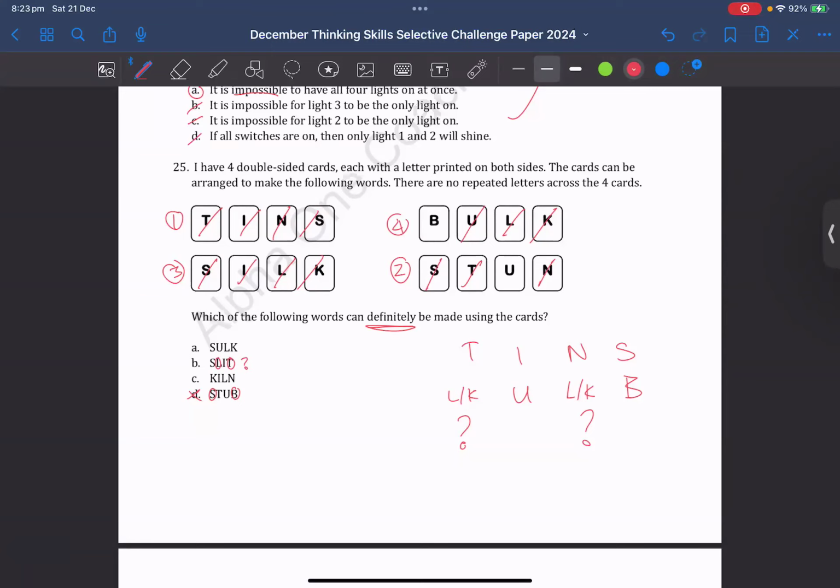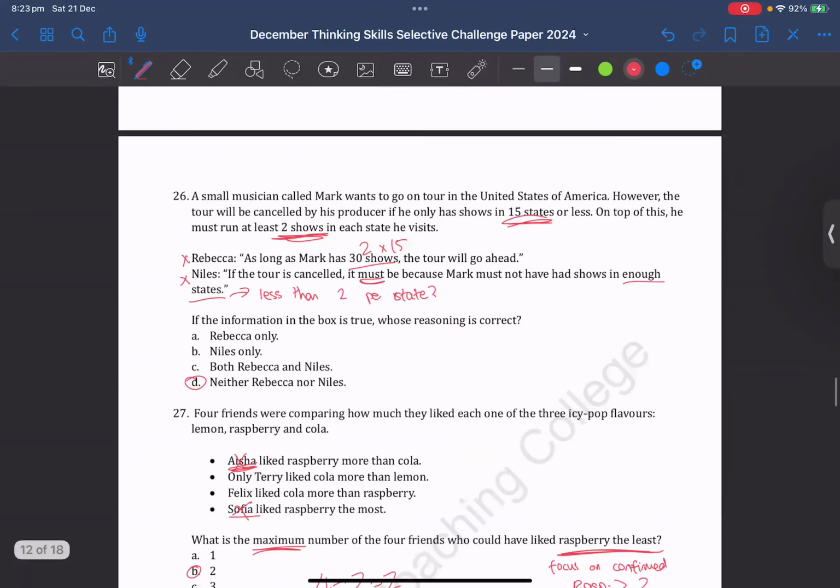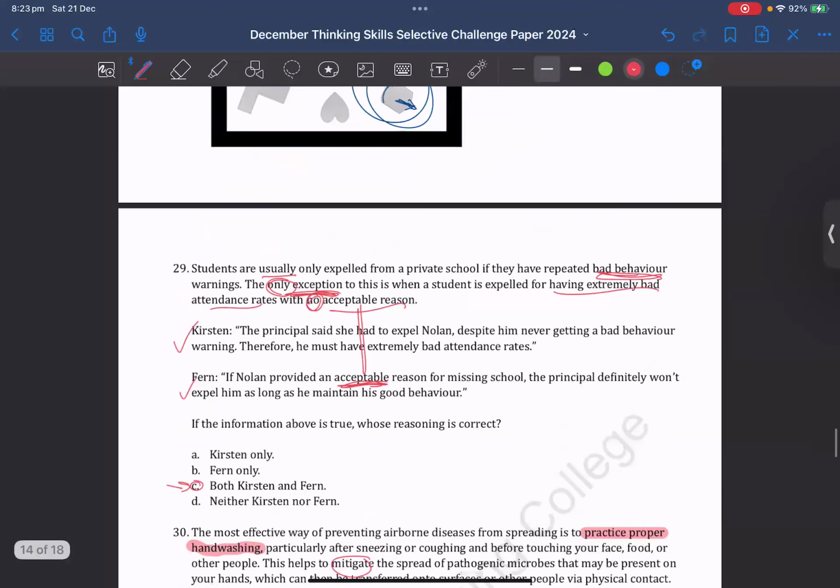And for C, same thing. I don't know about K and N, which is why C is incorrect, which is why A is the best answer. Okay. And 29, second last question. Thank you for your patience.